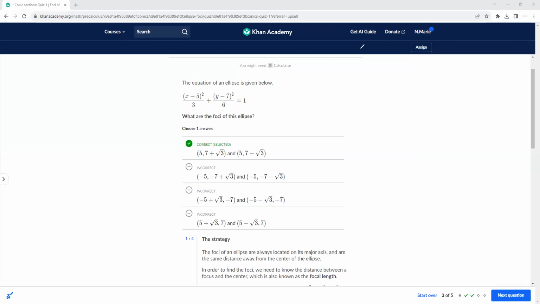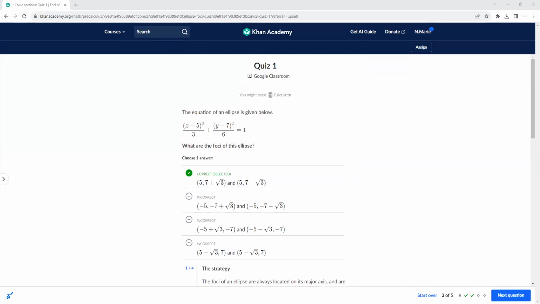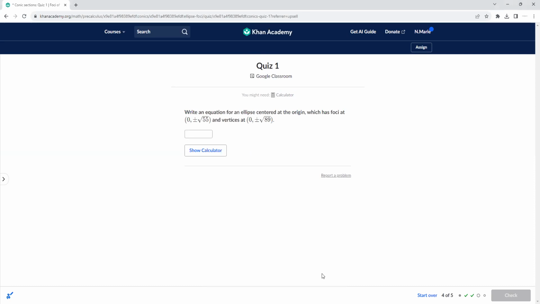So I do recommend doing the individual quizzes on Khan Academy, practicing finding the foci, because that part can be a bit tricky. Write an equation of the ellipse centered at the origin, which has the foci of this and vertices of this. Okay, so it's centered at the origin. So we know it's just going to be x squared plus y squared equals 1.